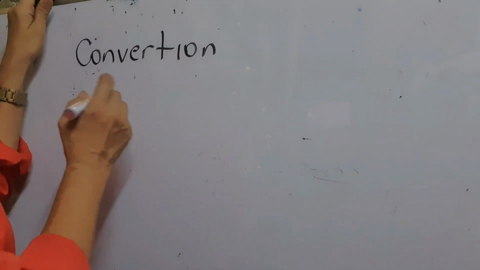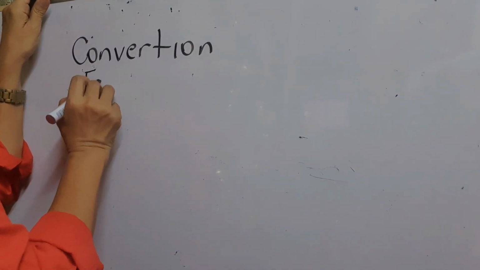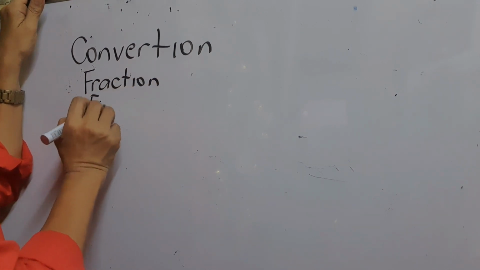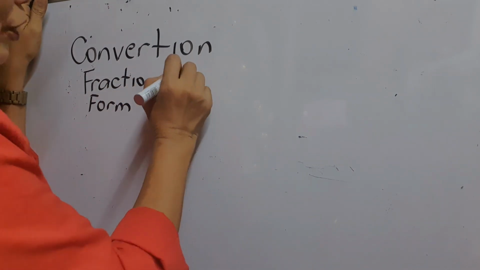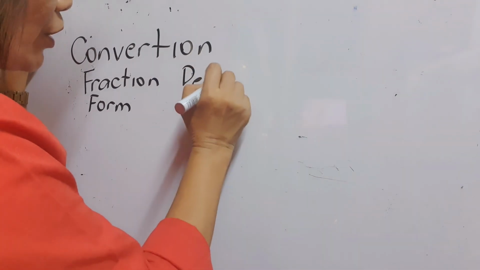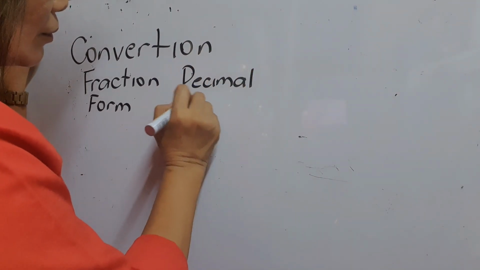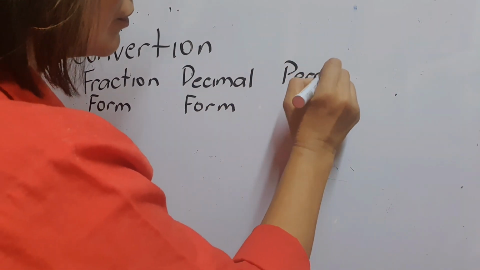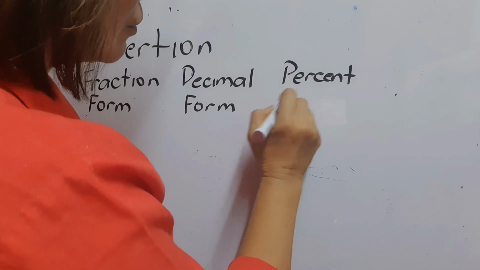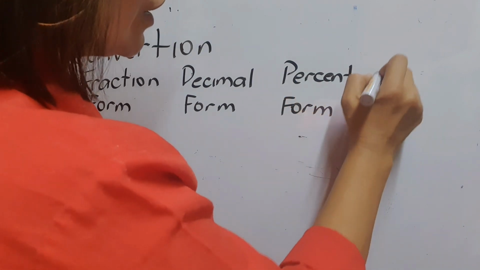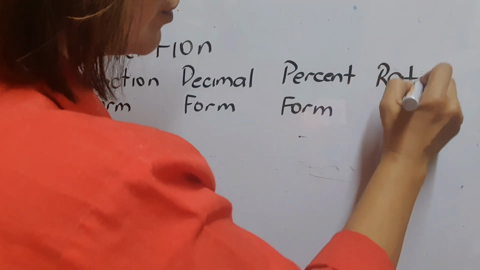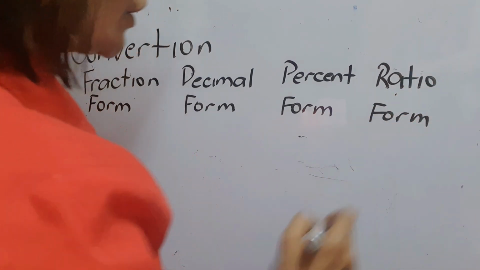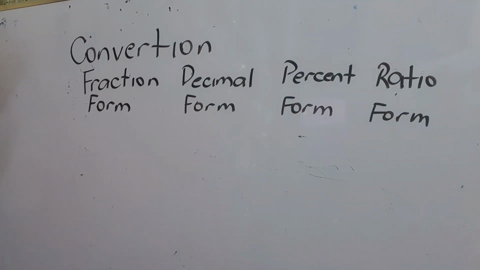Okay. So first, let's work on our fraction form. Here would be our fraction form. The decimal form. And the next would be the percent form. The next would be the ratio form. Okay, so paano natin gagawin to? How are we going to work on this?